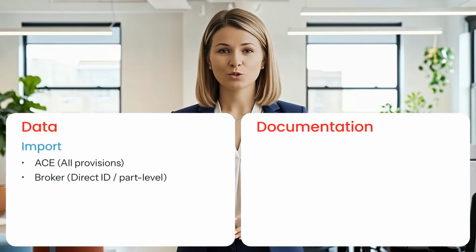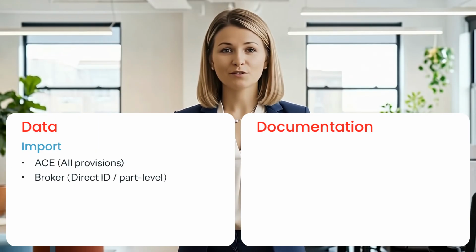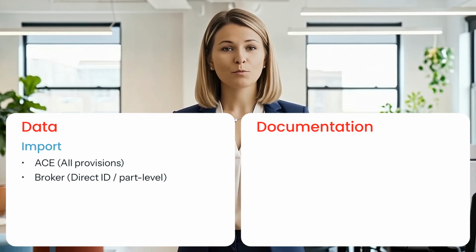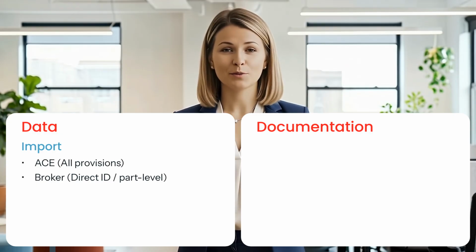When filing under a provision with direct identification, part-level detail is required. Your broker might have this reporting, but more often, commercial invoices from import entries need to be keyed to build this database.